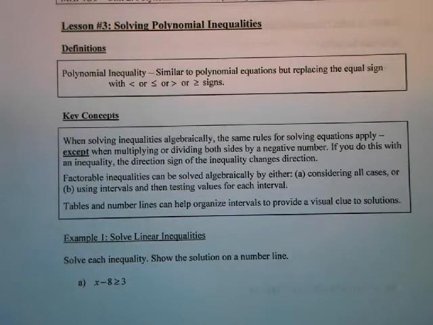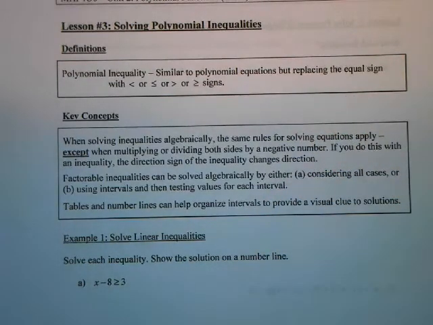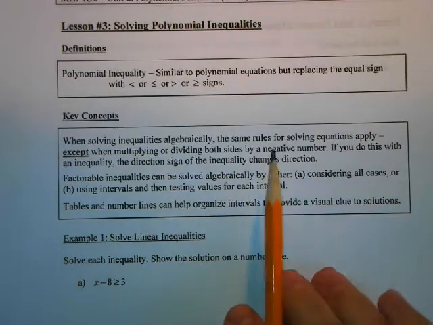When you're solving polynomial equations, you remember most of the time we just had a finite number of discrete answers, something like the solution could be x is -2, 3, or 10. With inequalities, there's going to be a range of solutions. That's going to make it a little bit more difficult, but not a whole lot.